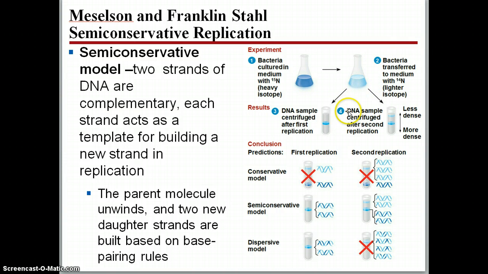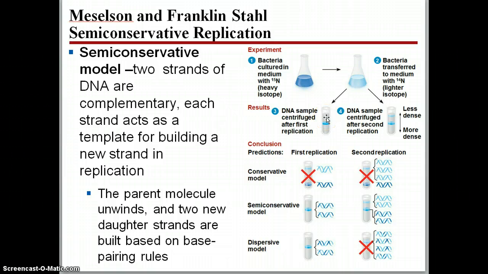When they did this, they found after one round of replication that the DNA was a hybrid. So it wasn't heavy, it wasn't light, it was somewhere in between whenever they centrifuged the sample. Because this happened, they can eliminate the conservative method, which states that the new copy is made from the old copy and is identical, but it's separate.